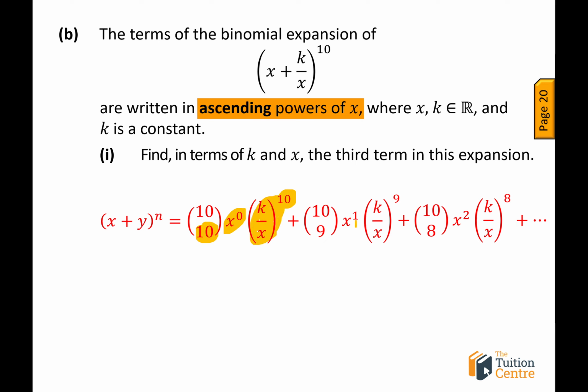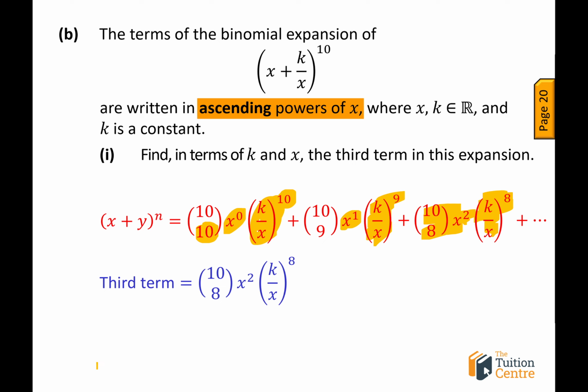Then it becomes 10 choose 9, x to the power of 1, k over x to the power of 9, then 10 choose 8, x to the power of 2, k over x to the power of 8. So those are my first three terms. And the third term is 10 choose 8, x to the power of 2 times k over x to the power of 8. To simplify that, 10 choose 8 is 45. I'm going to have my x to the power of 2, and k to the power of 8 over x to the power of 8. And that will simplify down to my final answer, 45 k to the power of 8 over x to the power of 6. So that was worth 10 marks.